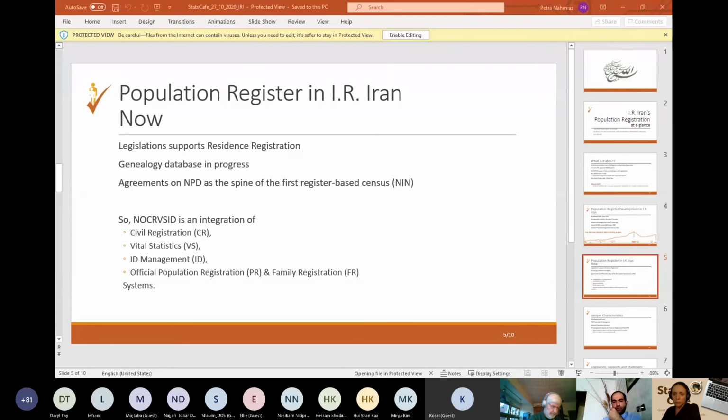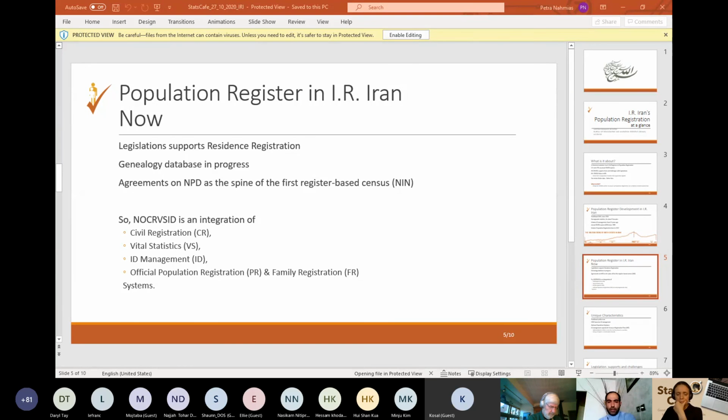The organization also works to establish family registration by linking genealogy relationships. On the other hand, the recent agreement with the NSO to use NPD records as the spine of the upcoming census, which would be the first register-based census in Iran, is the most important recent step.